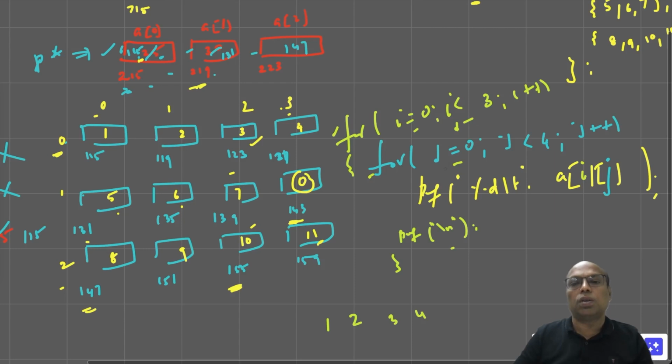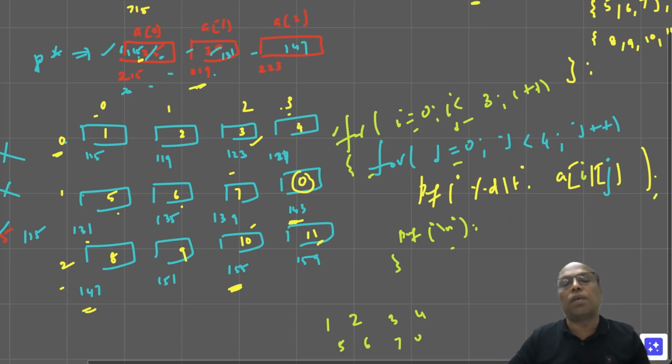J is 0, 0 is less than 4. A of 1, 0 will give me 5. Next J became 1. A of 1, 1 will give me 6, then 7 and 0. Now J became 4, false.